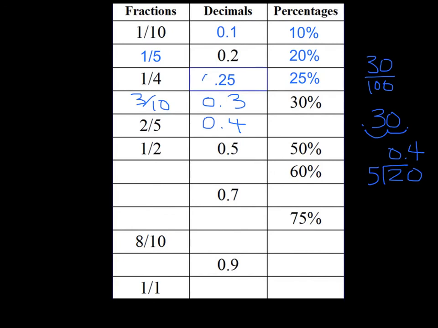I guess I should put my zeros here too. Now I'm going to change it from a decimal into a percentage, and I'll do that by moving the decimal place 2 times. So it becomes 40%.